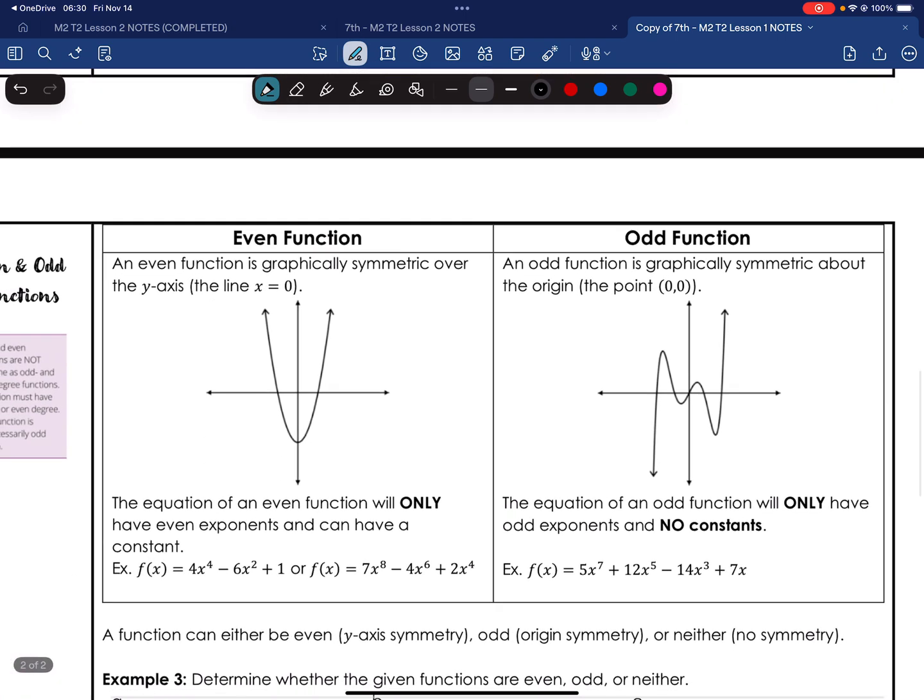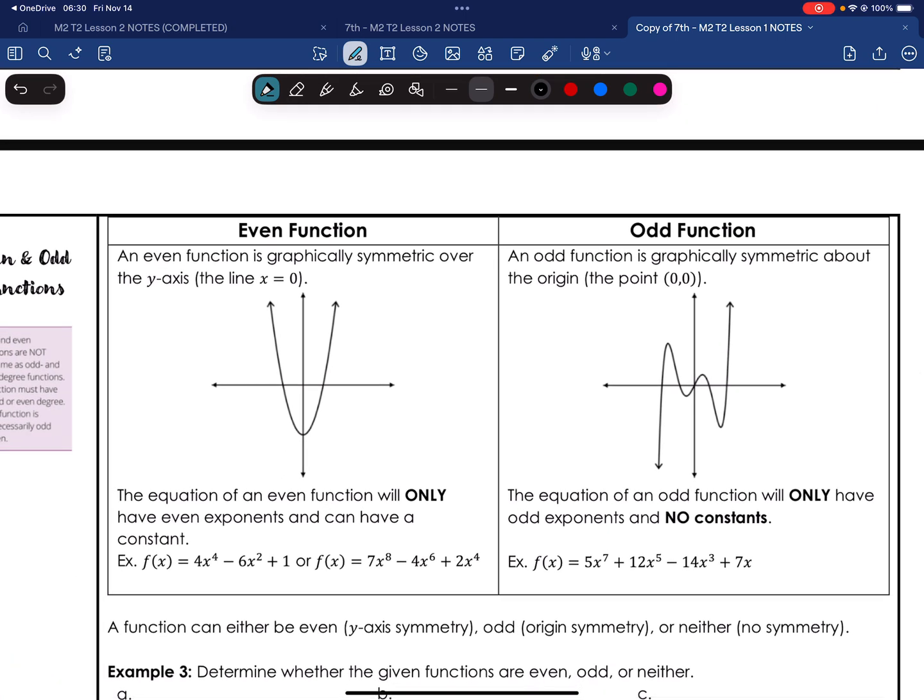Okay, now the next part we're going to talk about is even and odd functions. So even and odd functions are different than even and odd degrees. Okay, so we got to make sure we keep them separate. Now, an even degree can be an even function, and an odd degree can be an odd function, but it doesn't have to be. So what is an even function?